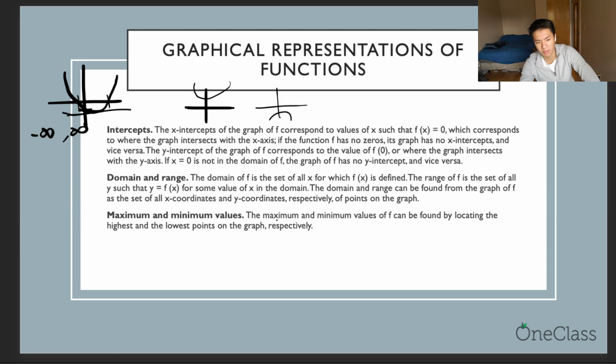And then maximum and minimum values are basically found by locating the highest and lowest points in the graphs respectively. Again, if we stick with the example of parabolas, then the maximum or minimum is going to be the vertex. So if it's a positive parabola, then it's a minimum, and therefore this is the lowest point on the graph, and there's no point lower than it. If it's a negative parabola, then this is the highest point on the graph. There's no point higher than it. And so that's, again, just something to keep in mind when we're working with those graphs.